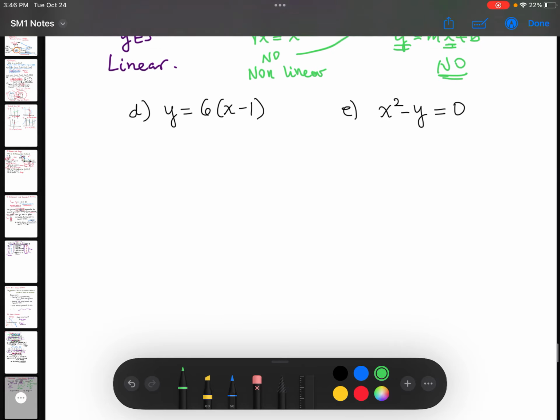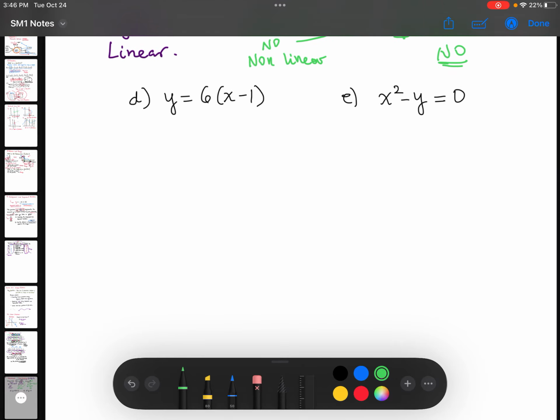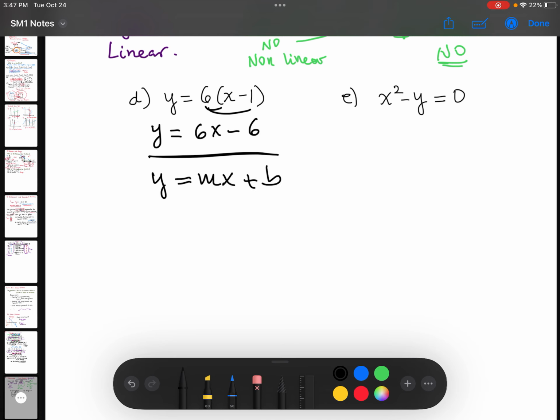What happens with D? Even though you see some parentheses, remember what we do with parentheses? You immediately solve that distributive, right? This is 6x minus 6. Can you see that this is very similar to the form mx plus b? Because m is actually a 6 and b is actually a negative 6. So this is a linear function.